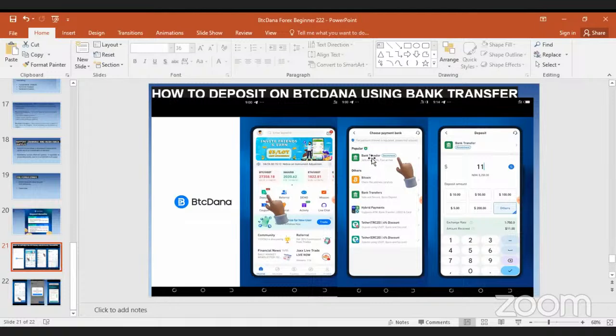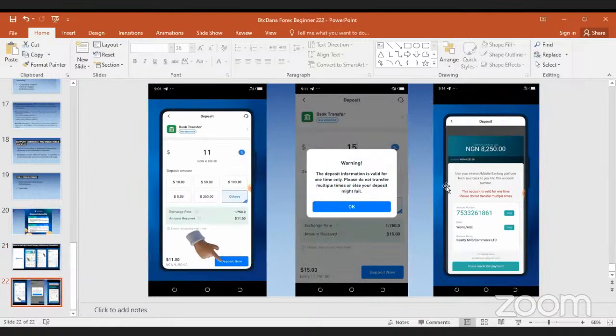It will take you to this point. Enter the amount you want to deposit. It will get you here, and then here it starts showing you the account number, the account name, and the bank name. After transferring the money into these account details, come back here and click I have made the payment. And then you start to see the amount you deposited in your BtcDana app.